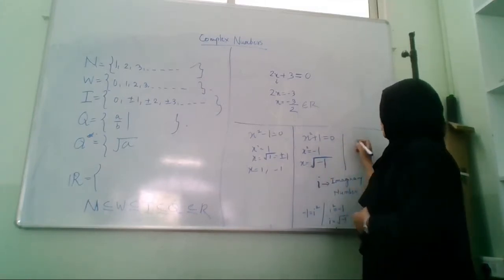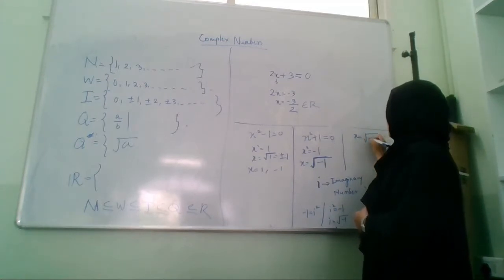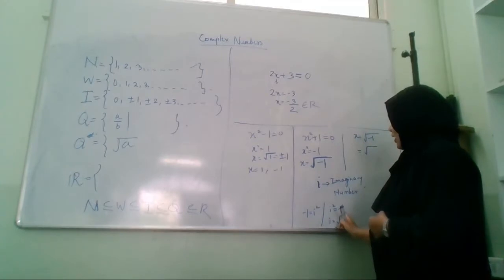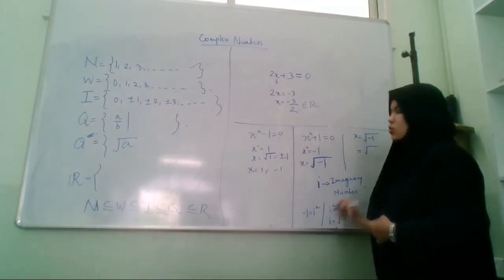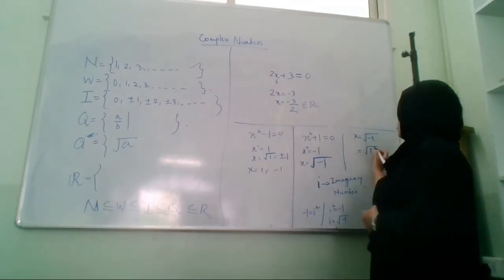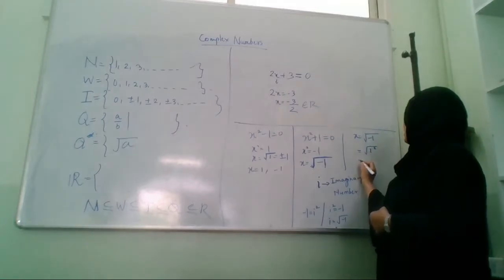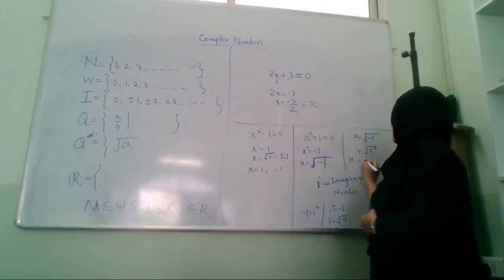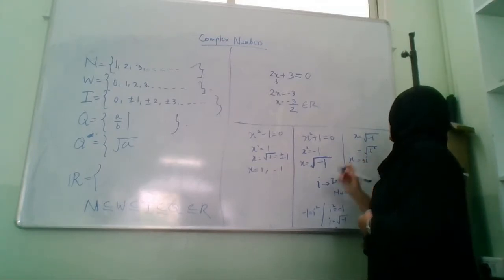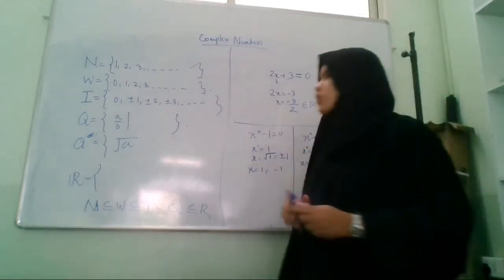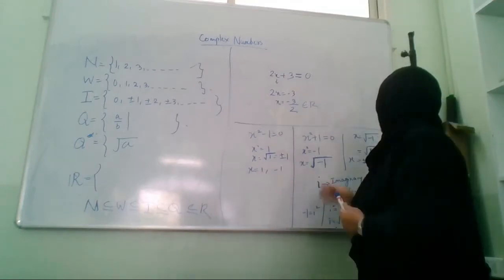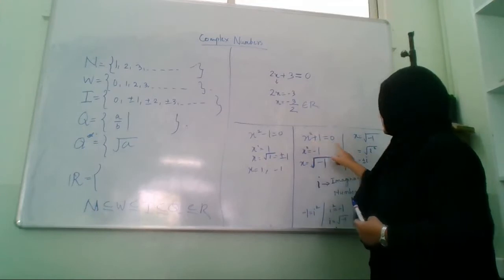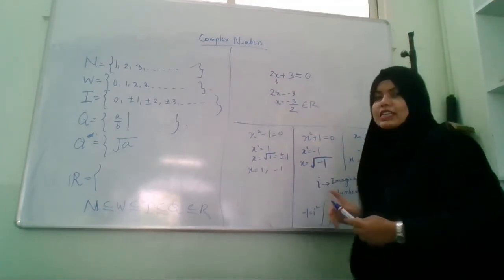See, so the solution will be x equals under root of minus 1. What is the value of minus 1? It is i square. So this root and square will get cancelled, and we get the solution i. So x will be equal to plus minus i, since we are removing the root sign. So this equation has a solution plus minus i.